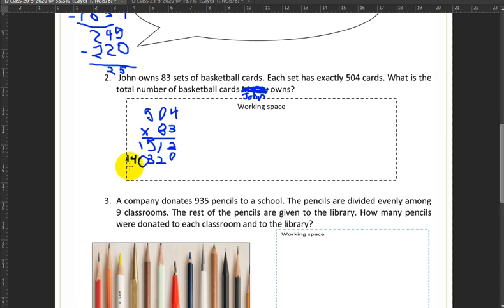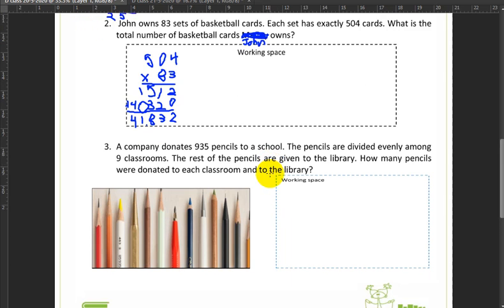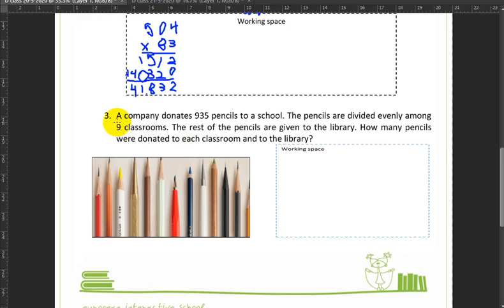And add. 2 and 0 makes 2. 1 and 2 makes 3. 5 and 3 makes 8. 0 and 1 makes 1. 4 and nothing makes 4. So there are 41,832 basketball cards. Let's move on to problem number 3.